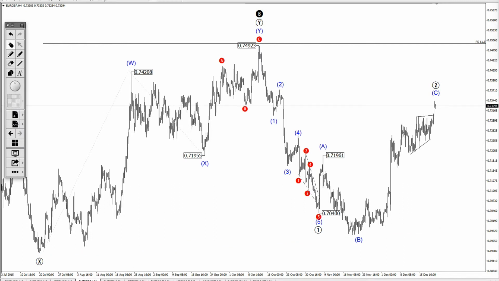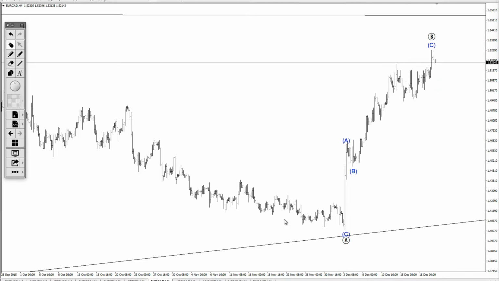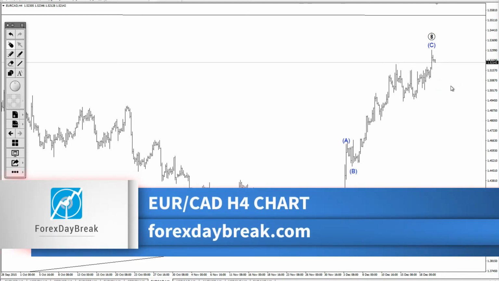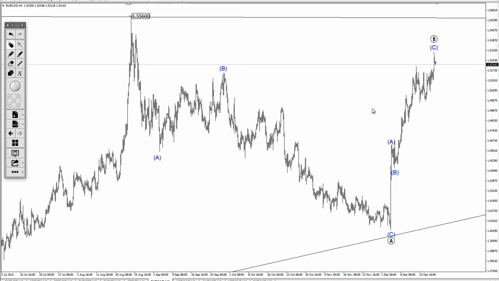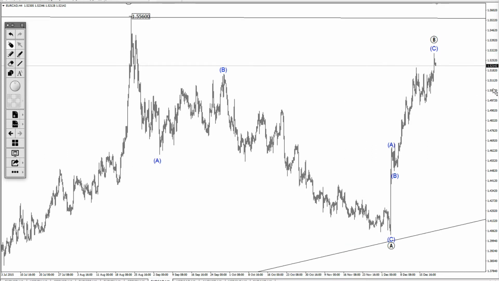All right, let's see briefly Euro Canadian dollar. Yesterday we made a new high as well in Euro Canadian. We have declined slightly from that high. 152.14 is now the price. And we can also zoom out in Euro Canadian to see the larger structure.